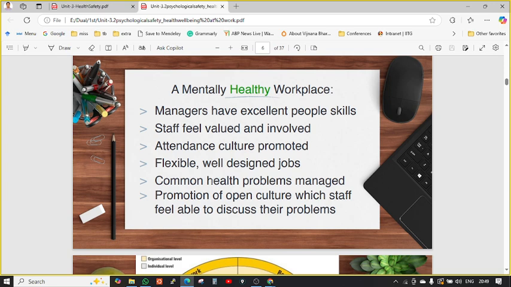Promotion of an open culture, where staff feel able to discuss problems, means all the staff should be open with the managers. No manager should be very strict, and there should not be any discrepancy or hidden things between the employee and employer. This increases the positive mental attitude and the efficiency of the work.